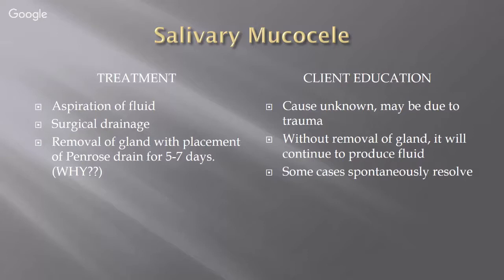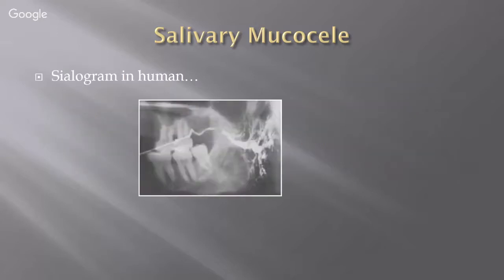Sometimes it's due to trauma. If we don't remove the gland, it will continue to produce fluid. If we can't get the duct open, then we will have a large mass appear. Sometimes it spontaneously resolves itself, so we can drain the mass and see if it gets better. This is a sialogram in a human, but it shows you this contrast material going into the salivary gland through the salivary duct.